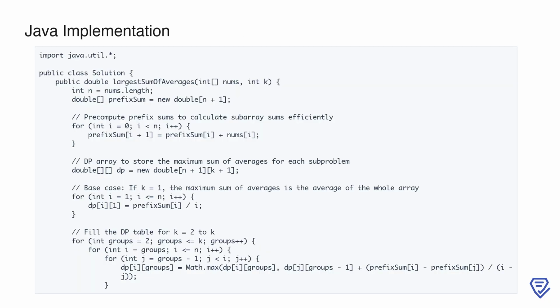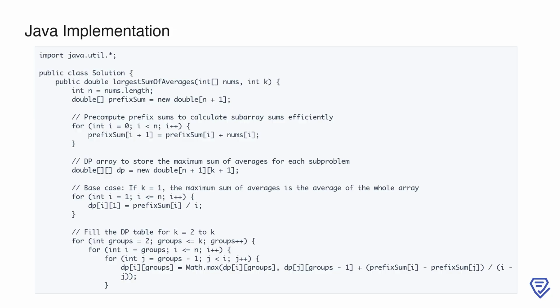Here, we start by importing the necessary libraries and defining a Solution class with the method largestSumOfAverages. The method takes an integer array nums and an integer k, where k represents the number of groups we want to divide the array into, to maximize the sum of averages. First, we calculate the prefix sums in the prefix sum array. This helps us efficiently compute the sum of any subarray later on. The idea is simple: each element in prefix sum at index i plus 1 contains the sum of all elements in the nums array up to index i.